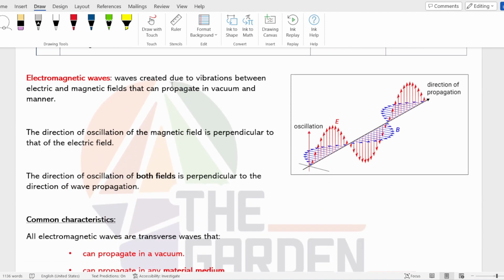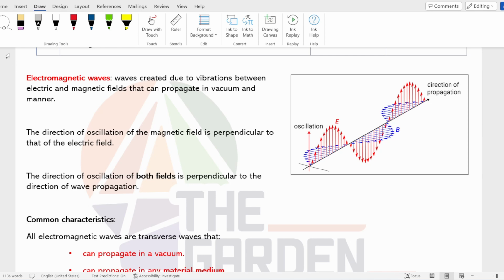Electromagnetic waves basically are waves created due to vibrations between electric and magnetic fields that can propagate in vacuum and in a medium. The direction of oscillation of the magnetic field is perpendicular to that of the electric field. المقصود بذلك if you look at this image, we will see the two different types of vibrations that we have in electromagnetic waves, which is basically a combination between the electric field and the magnetic field. Electric field باللون الأحمر والmagnetic field باللون الأزرق.